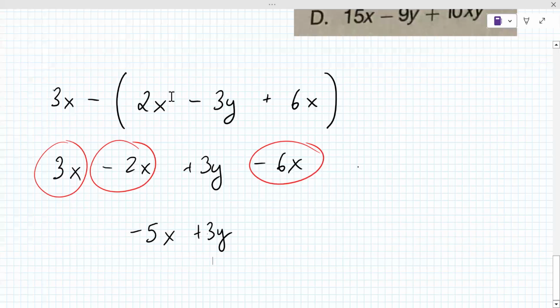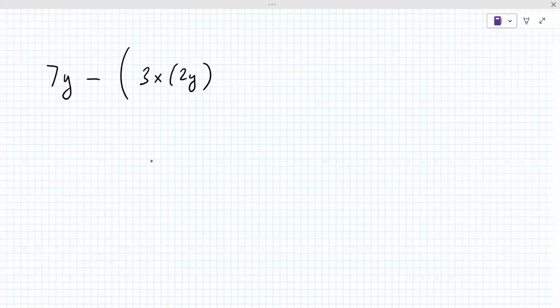What would be best to help you? Either one. Okay, let's do another one here. Let's go 7y minus parentheses 3x times 2y minus 5x minus 3y. So take a look at that. Let me know what you come up with.